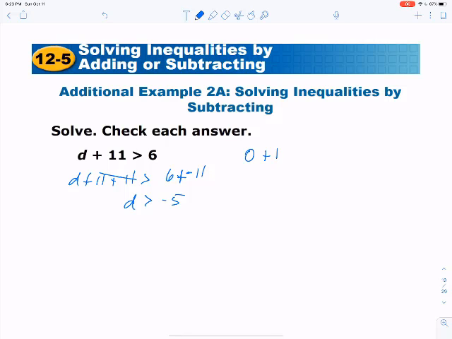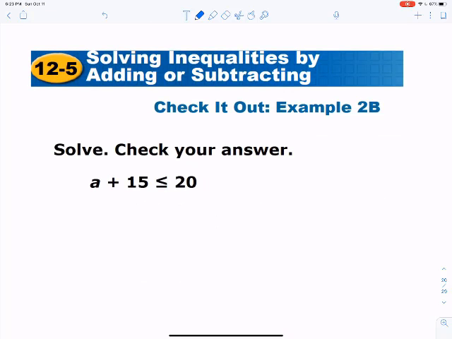So 0 plus 11. Is that greater than 6? Well, 0 plus 11 is 11, and that definitely is greater than 6. Okay, let's try one more. Let's have you, again, do this one on your own. Pause the video and solve this problem for me.